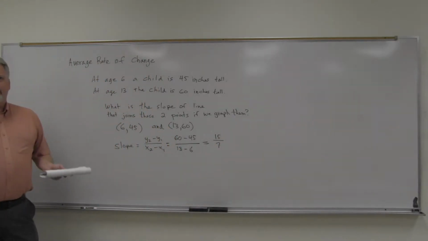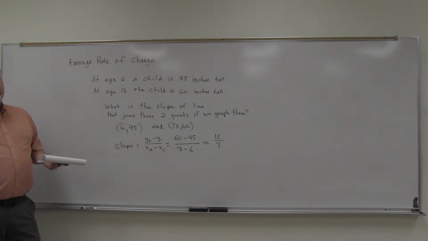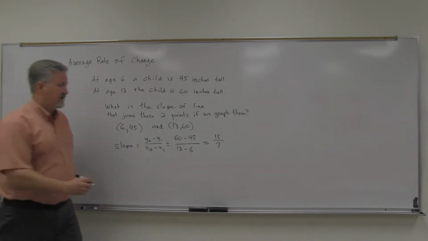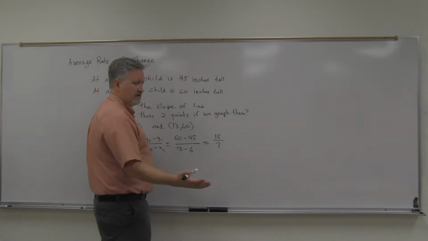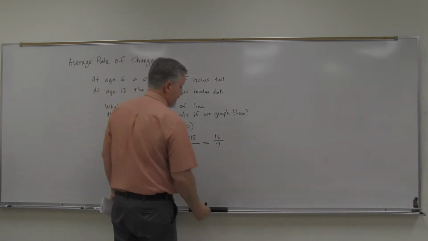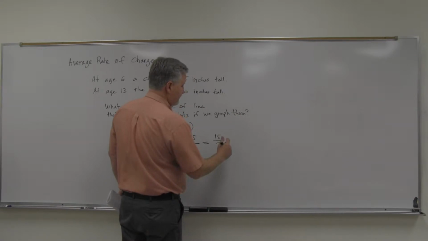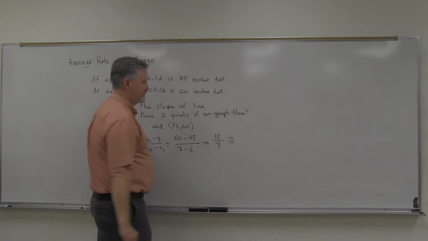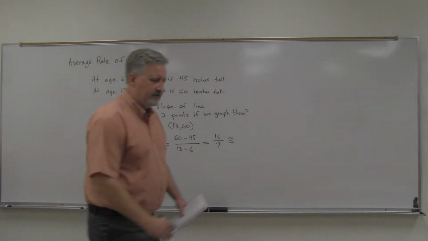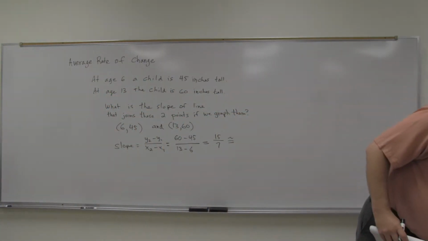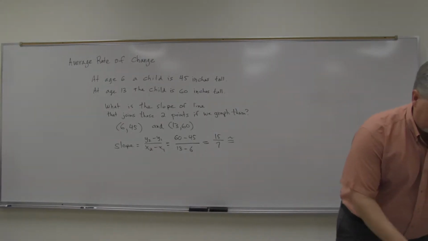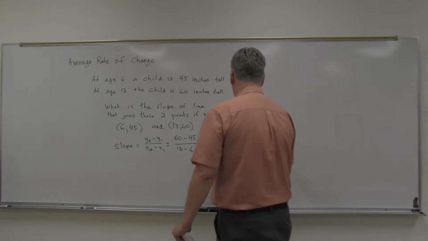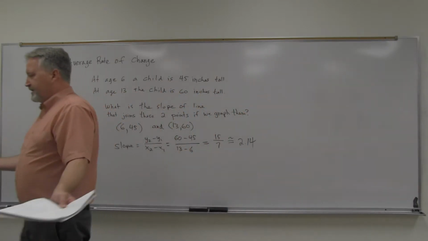Okay, so let's go ahead and round that. Divide that, actually 15 divided by 7, and it's not a whole number or a nice terminating decimal. So we'll just say it's approximately, with a little wiggle line there, I think it's 2.14. Is that right? Yes. 2.14. Thank you. I just want to make sure. Okay, so that's our slope.